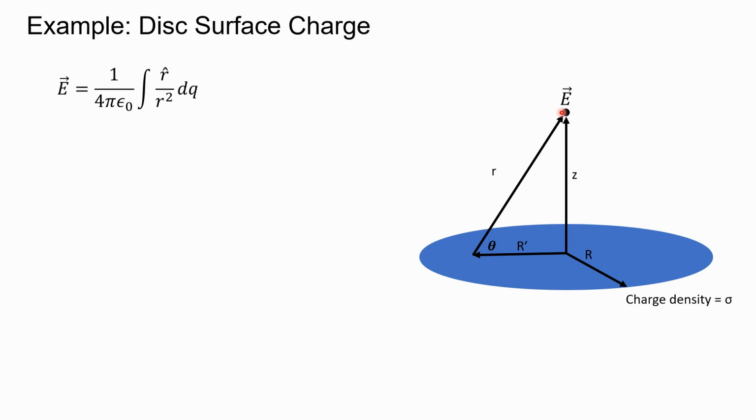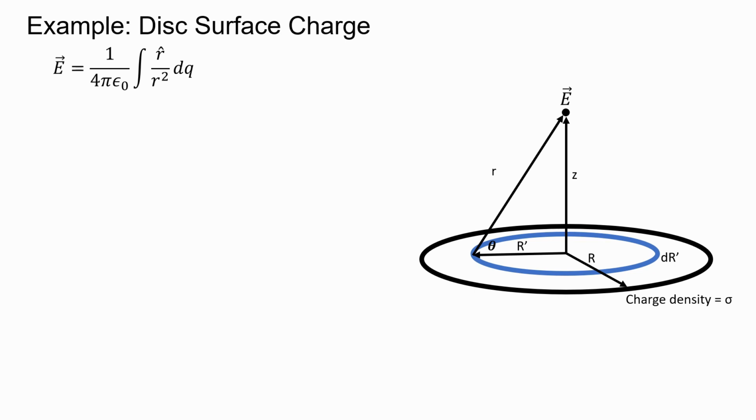Electric field at our evaluation point is equal to 1 over 4 pi epsilon naught times the integral of r hat, the unit vector pointing from our dq charge to our electric field evaluation point, divided by the distance between these 2 points squared, and then integrated over all charge. So the method of integration for this problem will be your typical cylindrical integration. So we integrate in radius from 0 to the final major radius R, and we'll be integrating over some small dr prime at each r prime from 0 to the final radius R.